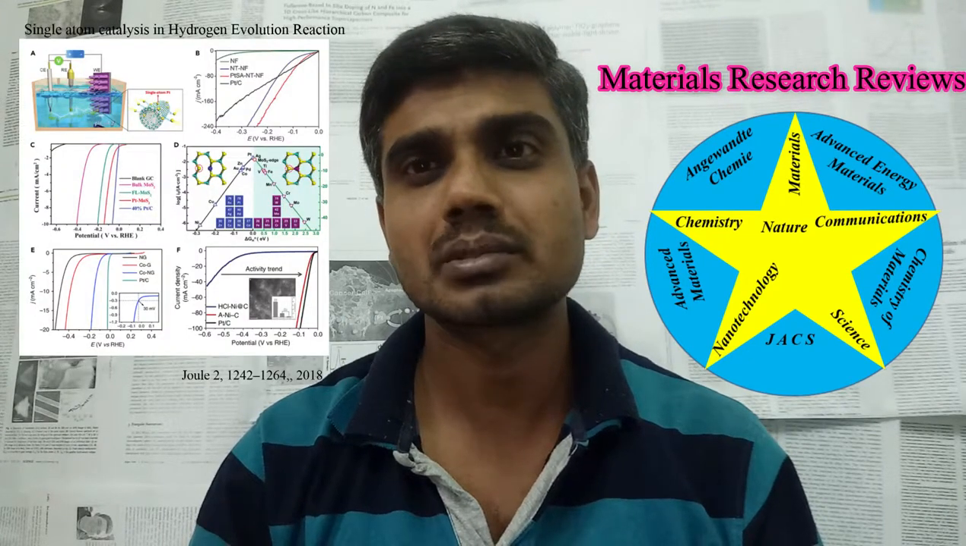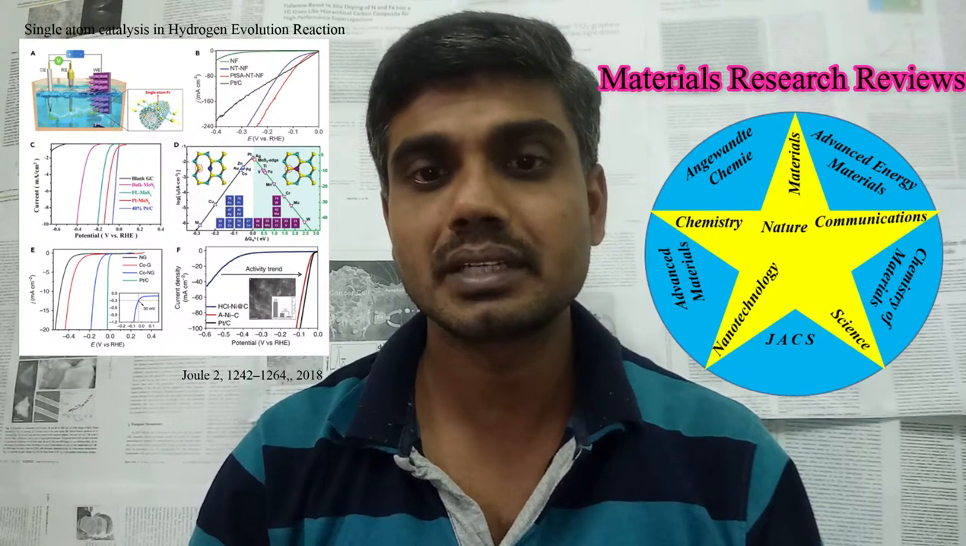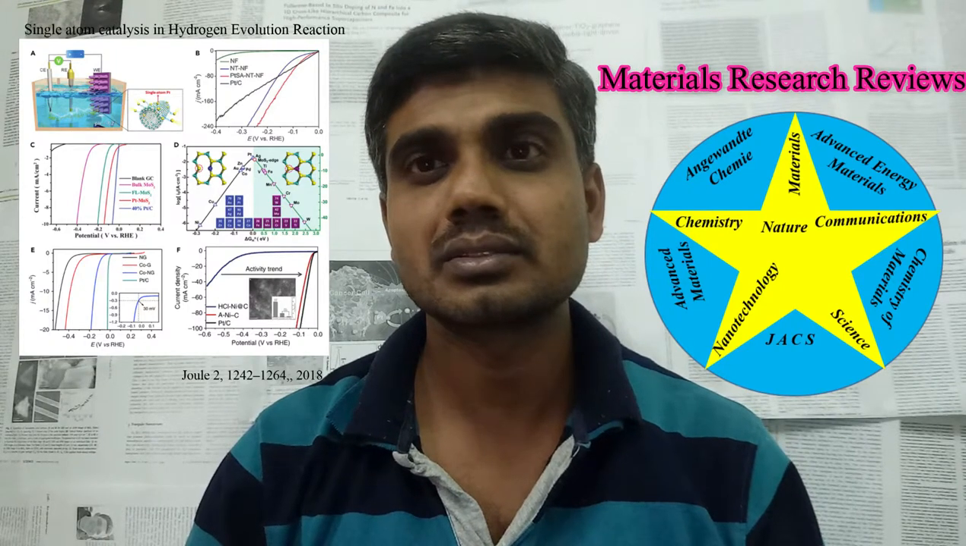After that, another literature used a 2D material to support the platinum single atom. Here also they used a 2D material like molybdenum sulfide and another catalyst, platinum carbon 40%, and compared them. Platinum molybdenum sulfide was in second place, close to minus 0.1 volt for hydrogen evolution.